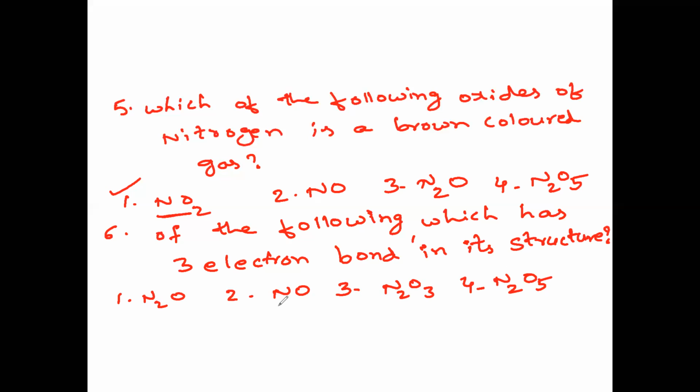So this is a very important question. Out of the following, which has a three electron bond in its structure? It is nitric oxide, because, as I told you, it has N double bond O, with a three electron bond and one bond. So it is nothing but nitric oxide. You have to be thorough with the shapes, because from the shapes also they are going to ask exam questions. That's why I told you all the structures are very important. Next question.